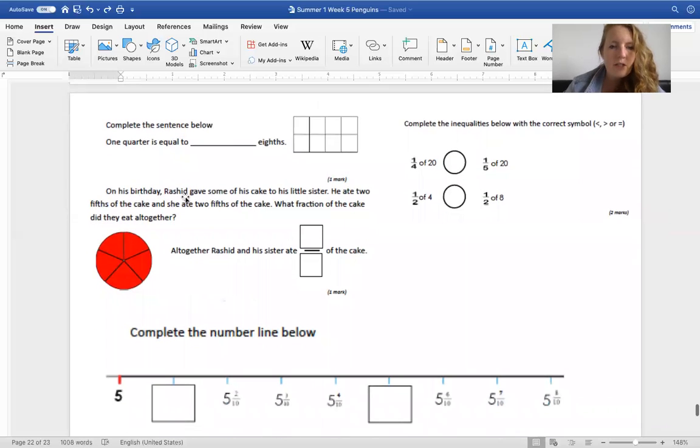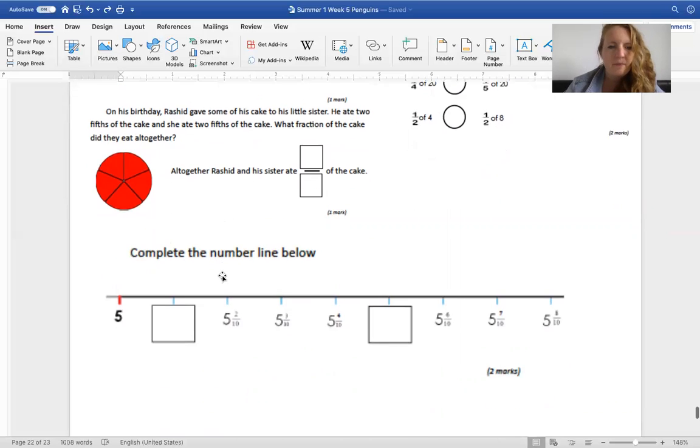On his birthday, Rashid gave some of his cake to his little sister. He ate 2/5 of the cake, and she ate 2/5 of the cake. What fraction of the cake did they eat all together? Already here, all together, what does that mean we want to do? Addition. In this case, we want addition, so we want 2/5 plus 2/5.